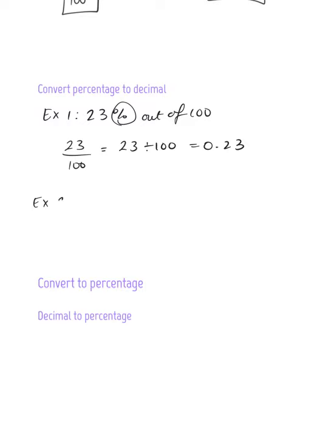If we have a look at the second example, so we had 3%. It's the same idea, it's 3 out of 100. So that's 3 divided by 100. So that is 0.03 as a decimal.